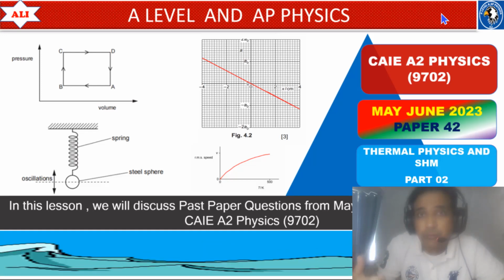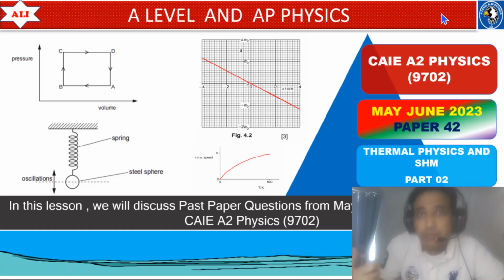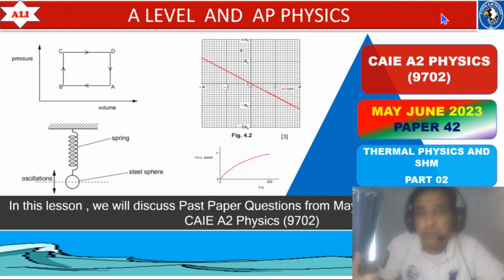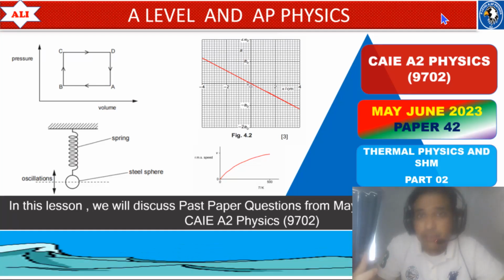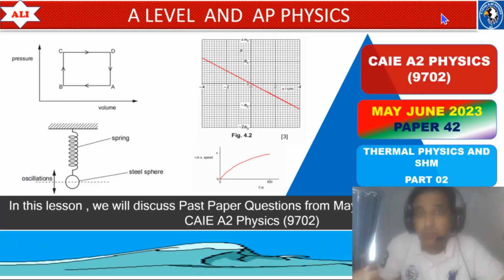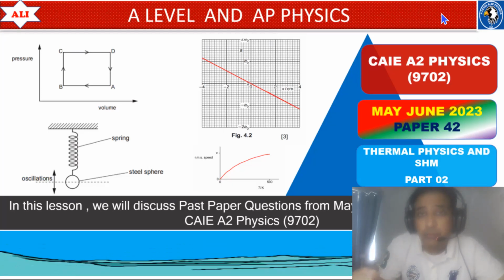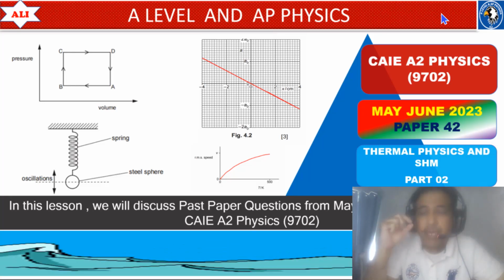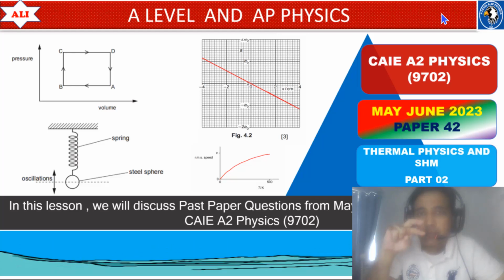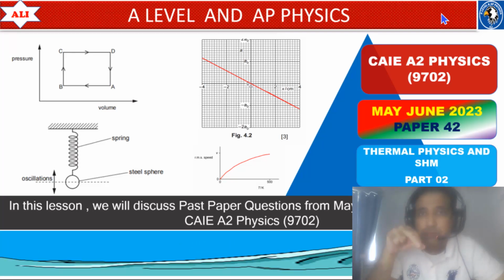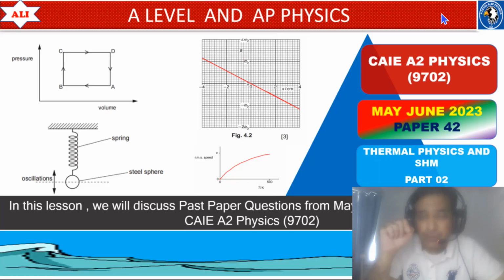So we will be solving the second, third and fourth questions from this paper. The second question is about ideal gases, the third is about thermodynamics, and the fourth is about simple harmonic motion. These three topics are very important for your exam. Every year you will see one question from simple harmonic motion, and at least one or two questions from thermal physics.